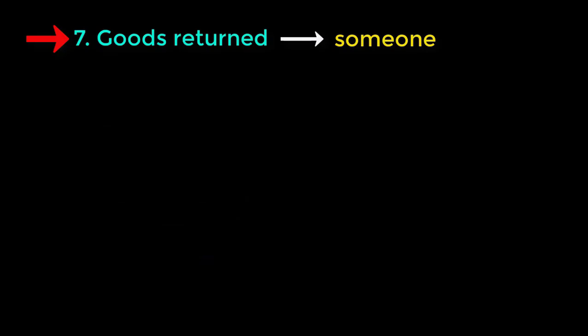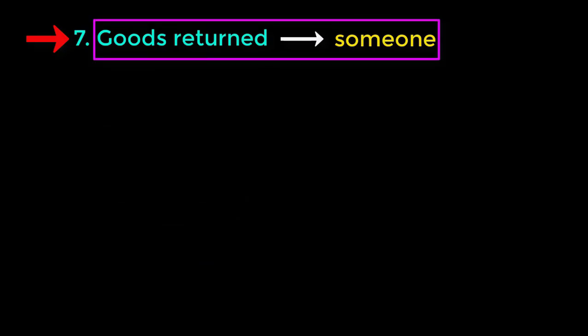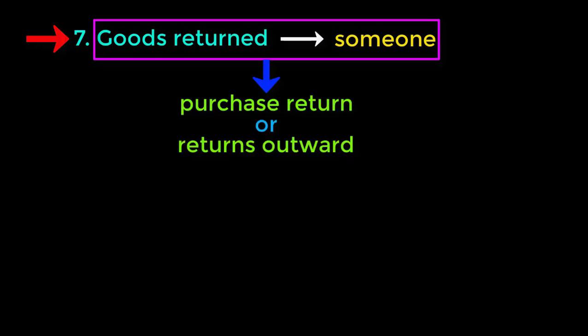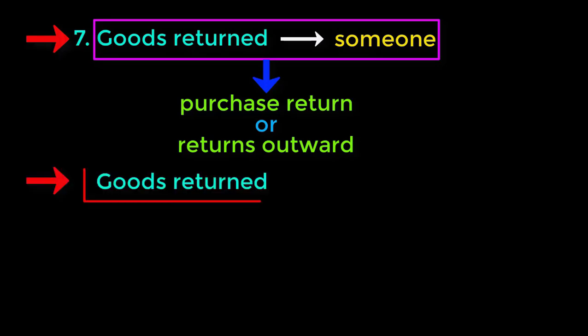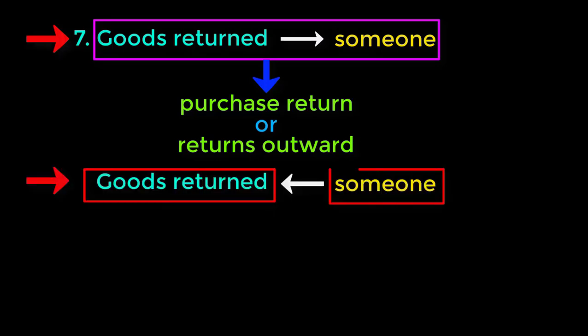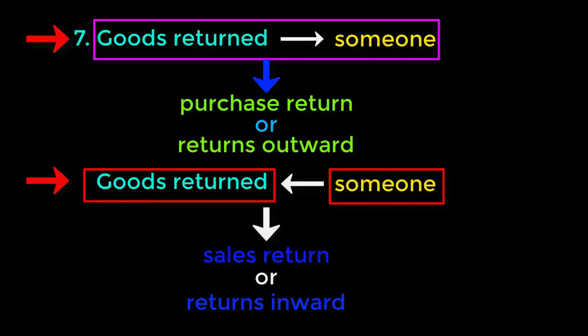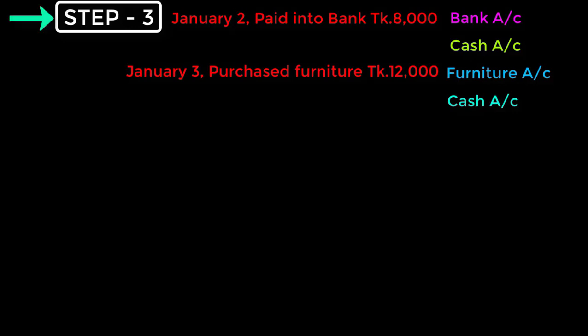For the transaction goods returned to someone, you will have to write the account name as purchase return or returns outward. And for the transaction goods returned from someone, you will have to write the account name as sales return or returns inward. Now we will learn the third step.